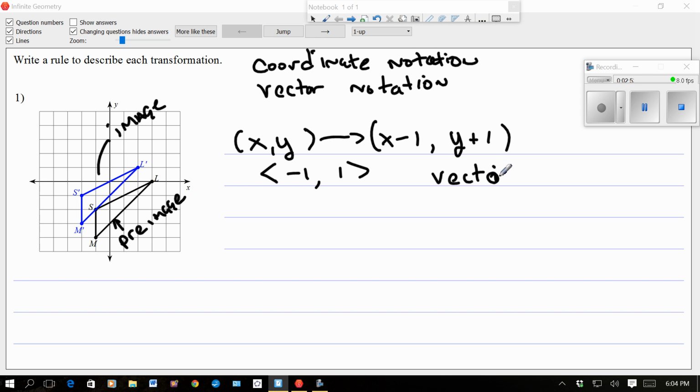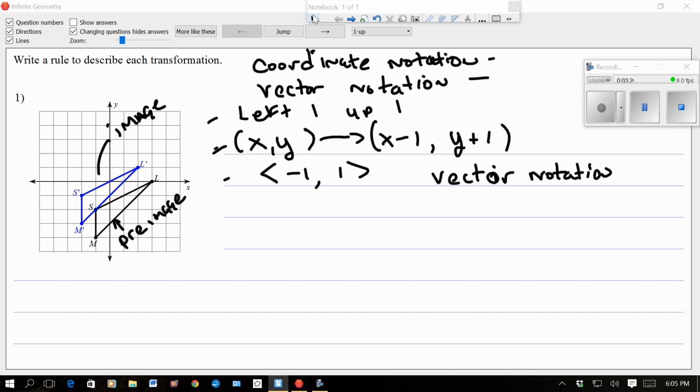So, two different notations I need you to do. Vector notation, and this is your coordinate notation. If you want to use words also, I'll let you use words. All I can say is left 1, up 1. So it wouldn't hurt to write that too. So here are our three notations, but I'm really concerned with these two.